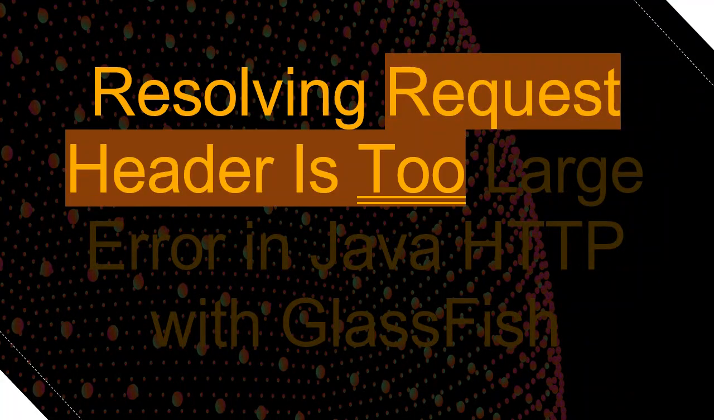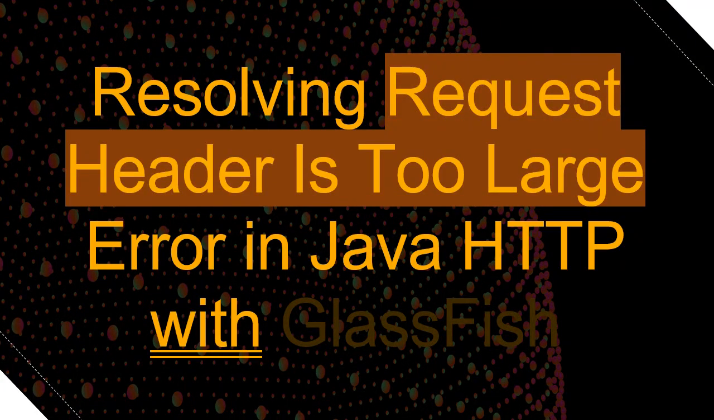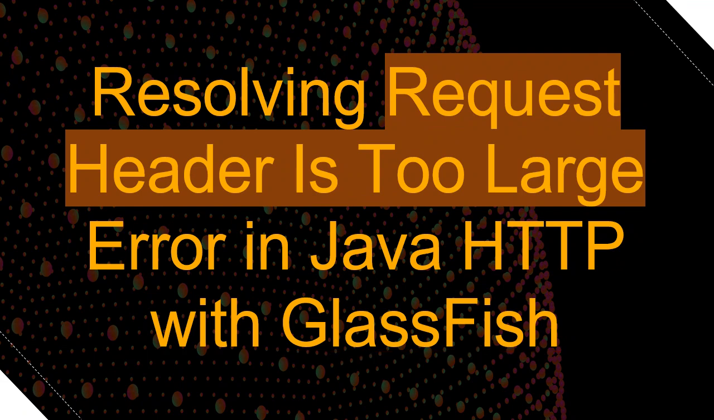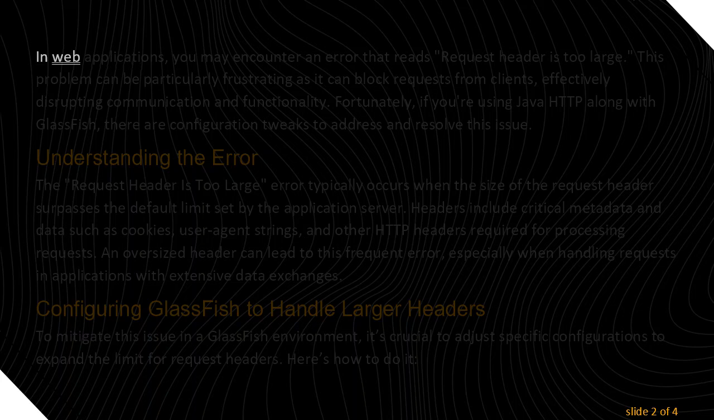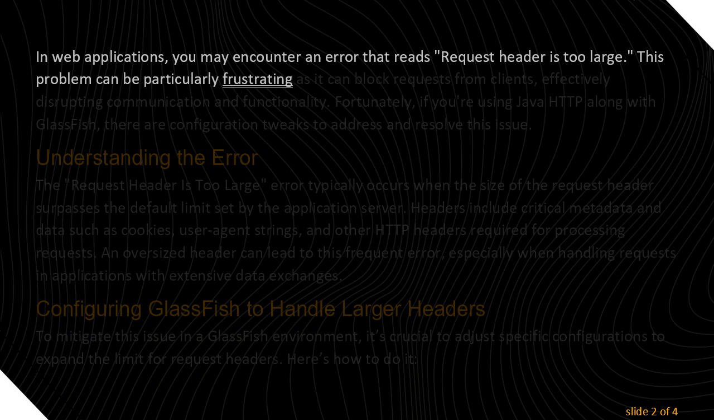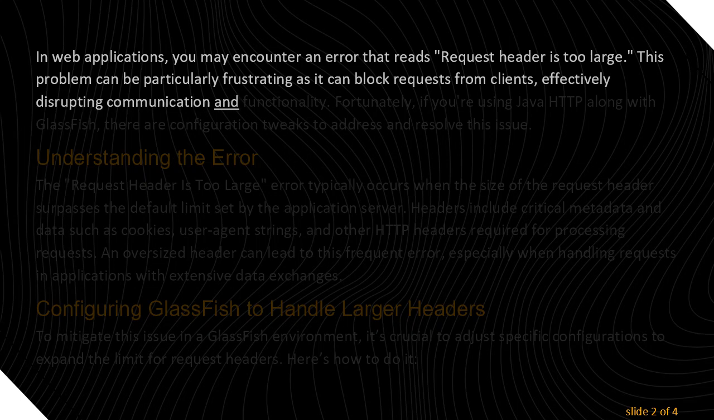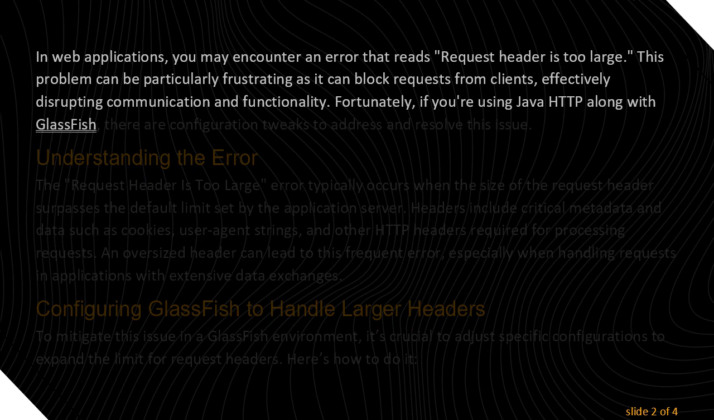Resolving request header is too large error in Java HTTP with GlassFish. In web applications, you may encounter an error that reads, "Request header is too large." This problem can be particularly frustrating as it can block requests from clients, effectively disrupting communication and functionality. Fortunately, if you're using Java HTTP along with GlassFish, there are configuration tweaks to address and resolve this issue.